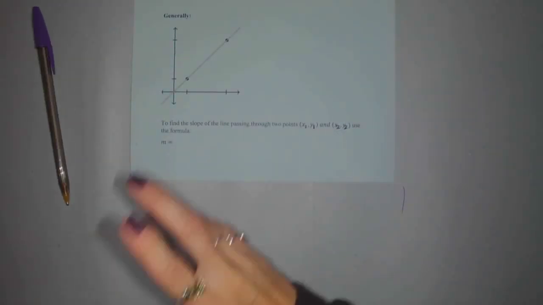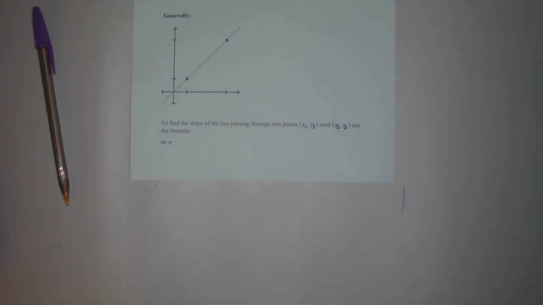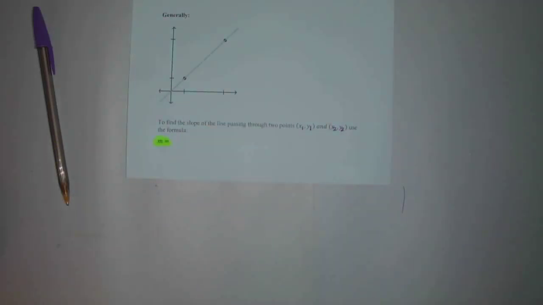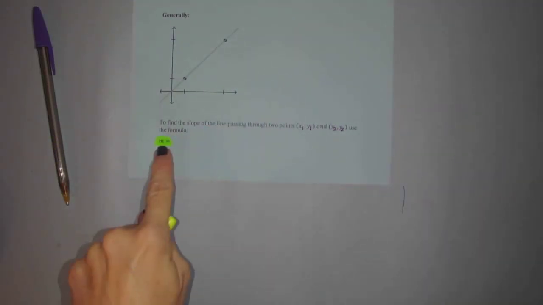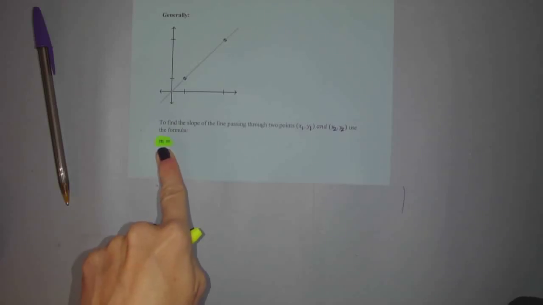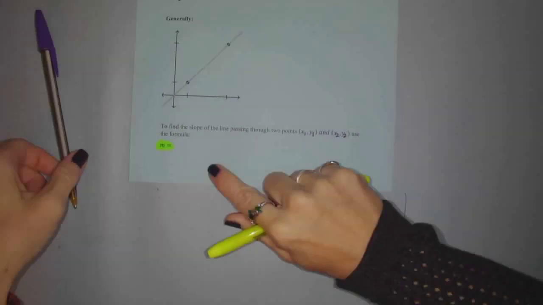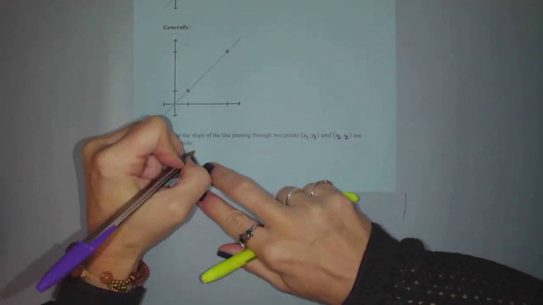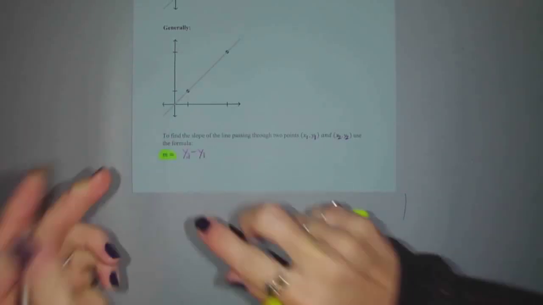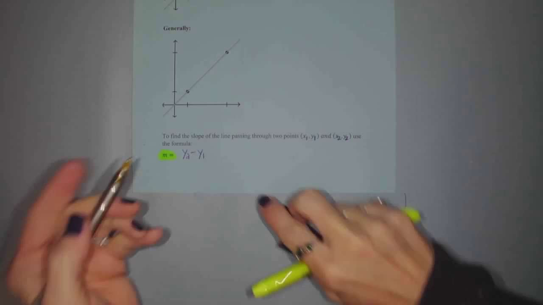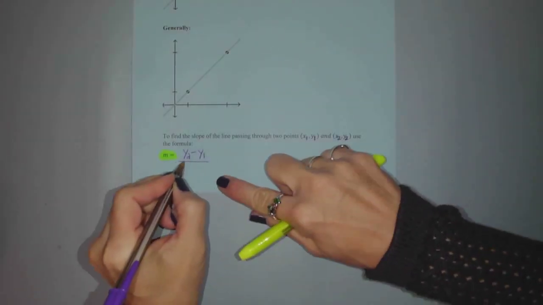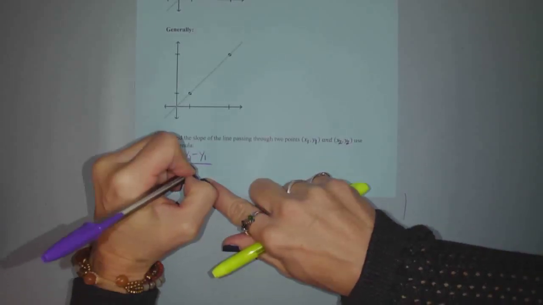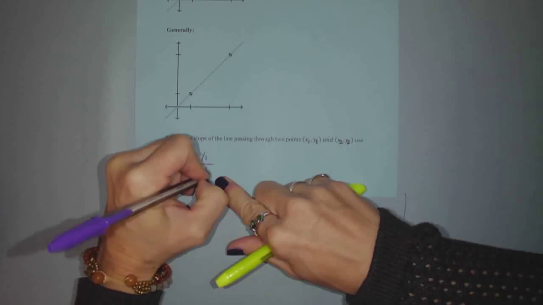Now, M. Where's my highlighter? Here it is. M, you probably remember this possibly from last year. M is the letter in math that we use to represent slope or rate of change. Okay, M. So the formula for M looks like this. You take the Y sub 2 minus the Y sub 1. So you take the two Y's and you subtract them. And then you put a division bar and you divide by the X sub 2 minus the X sub 1.